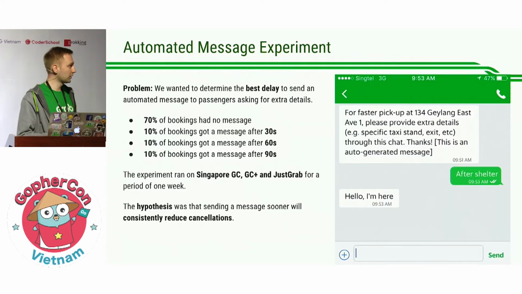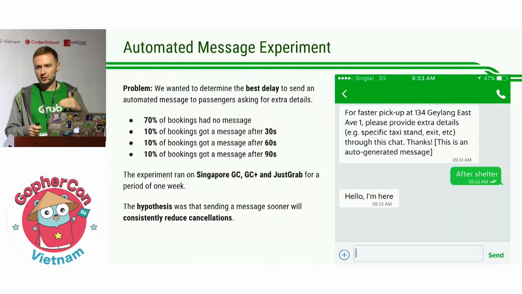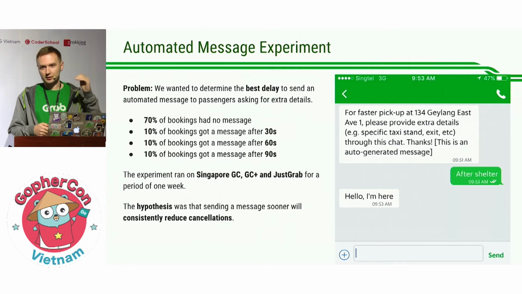So what people wanted to try is, hey, we want to send this message in Grab chat as soon as booking starts, right? And this message just says, here's a pickup address, and can you provide some more information? They already had an experiment running before that where they assessed whether this improves cancellations, so decreases cancellations, right? Now they wanted to figure out, what if we send it 30 seconds after booking start, or 60 seconds after booking start, or 90 seconds, right? Which one's the best? So that was the experiment design, right?